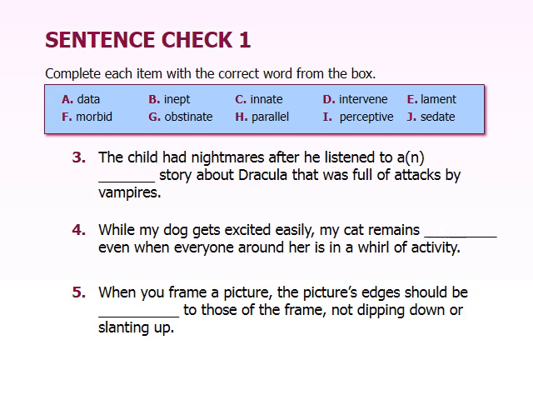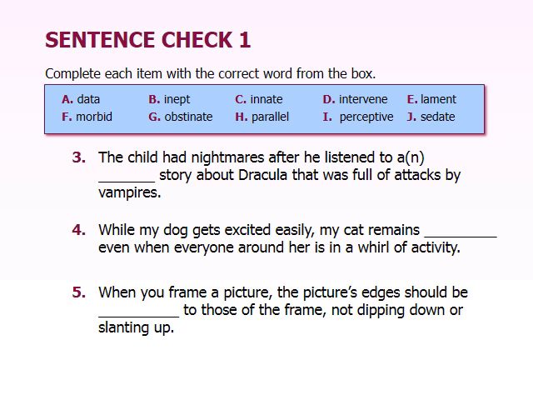While my dog gets excited easily, my cat remains blank, even when everyone around her is a whirl of activities. So here we have a contrast. The dog is very excited easily, but in contrast, how does the cat? If the cat is not excited, how would you describe her? When you frame a picture, the picture's edge should be blank to those of the frame, not dipping down or slanting up. So when you're putting a picture in a picture frame, you want the edges to be the same level and distance as the frame.